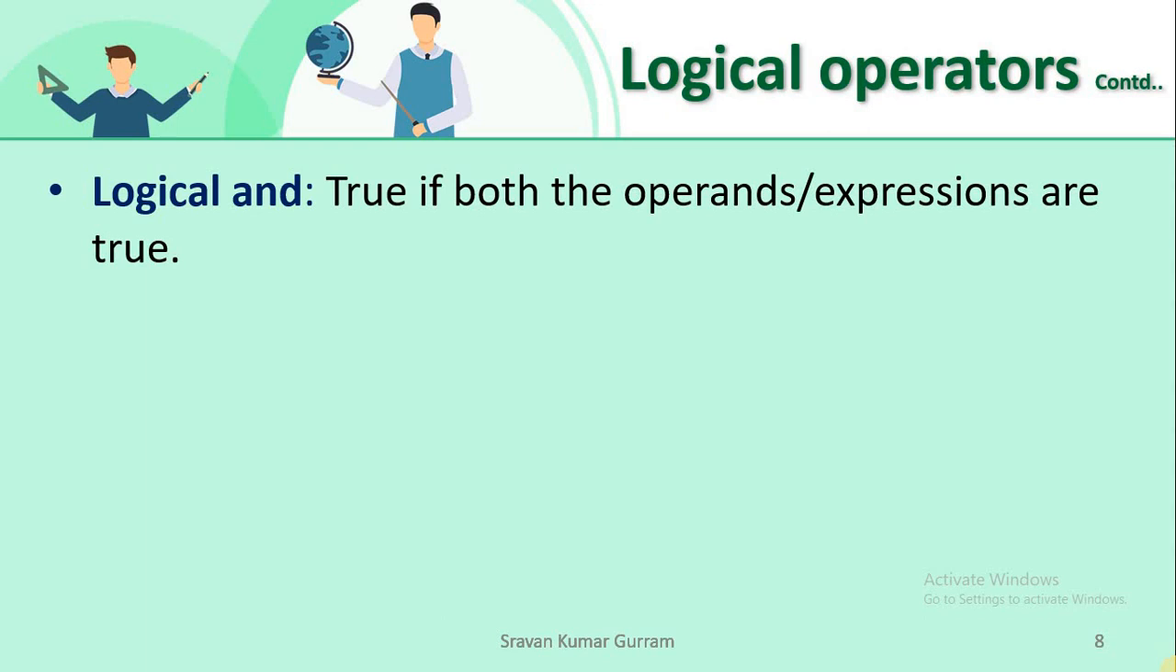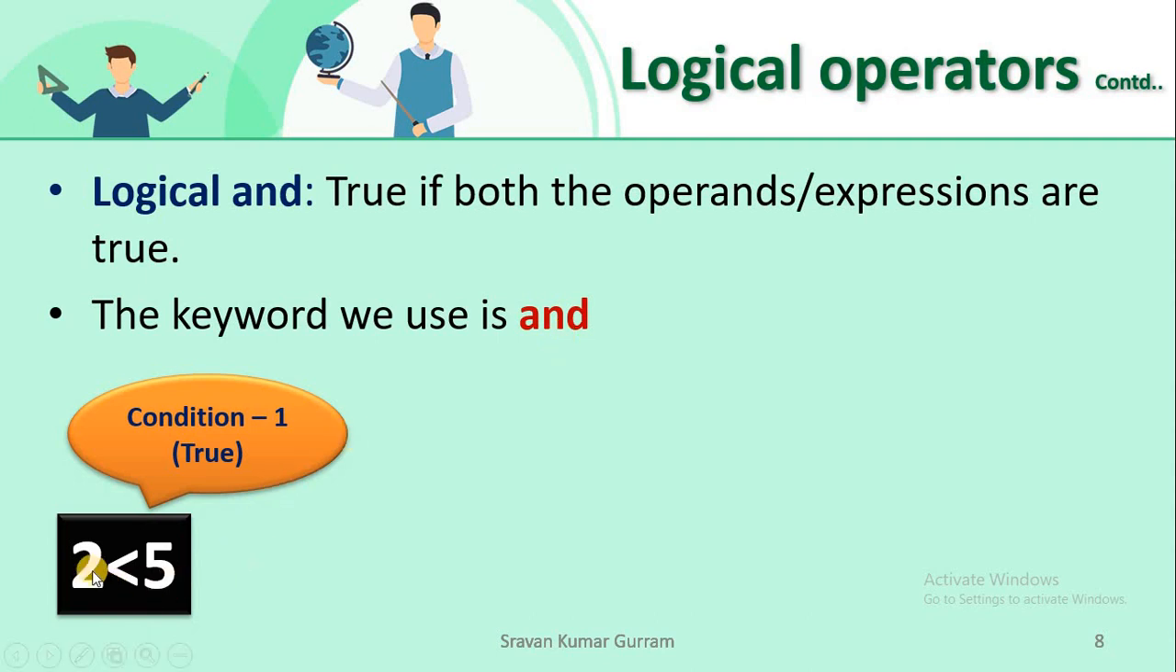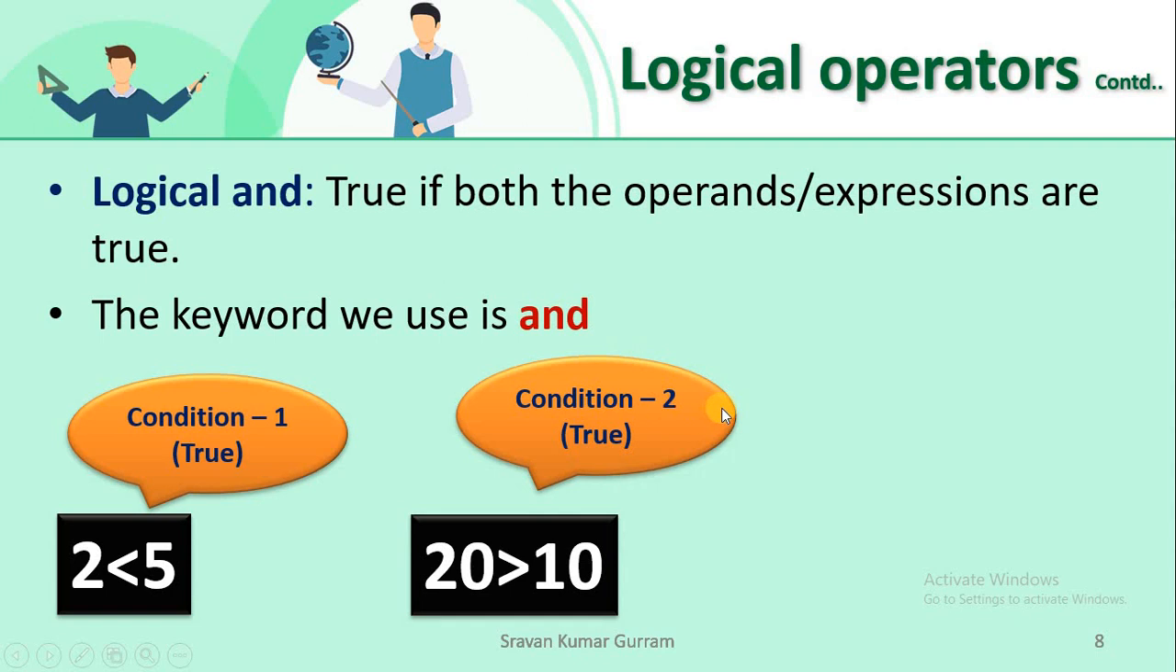Now let us discuss these one by one. The logical AND operator returns true if both operands or expressions are true. To implement the logical AND operator, we use the keyword and. See this example. I have one condition, 2 less than 5. The truth value of 2 less than 5 is obviously true. In the same way, I have condition 2: 20 greater than 10. The truth value of this condition is also true.